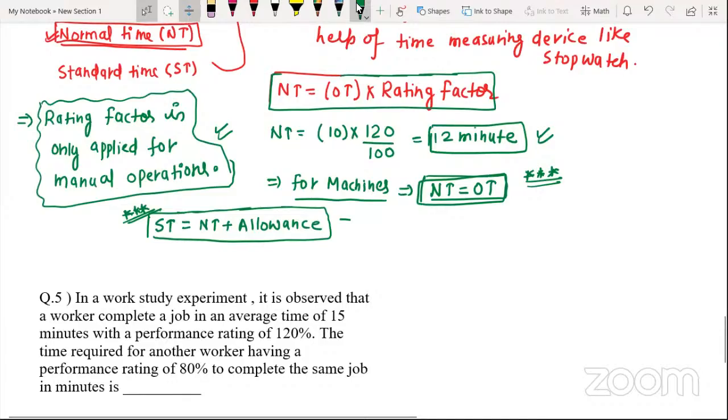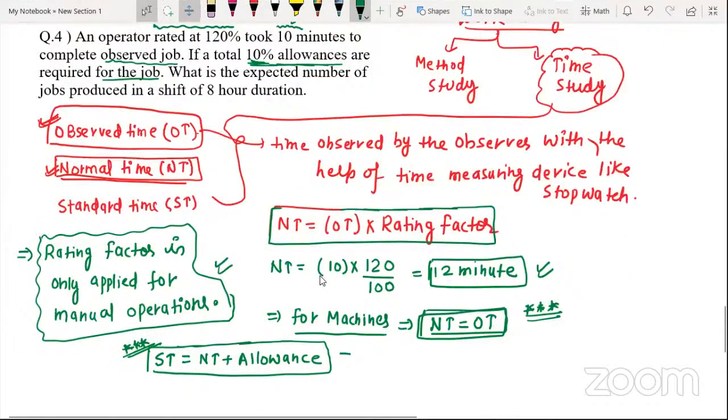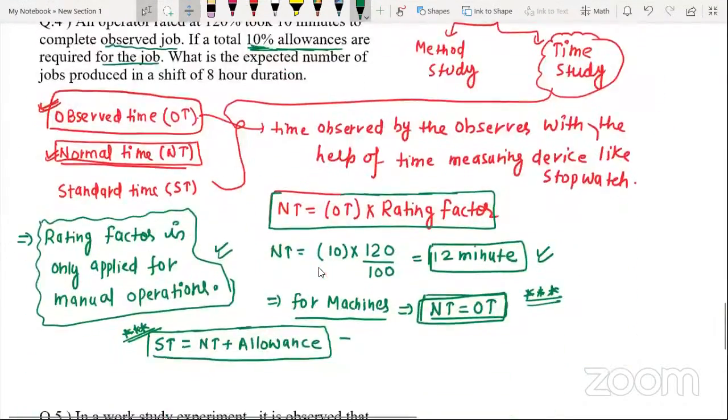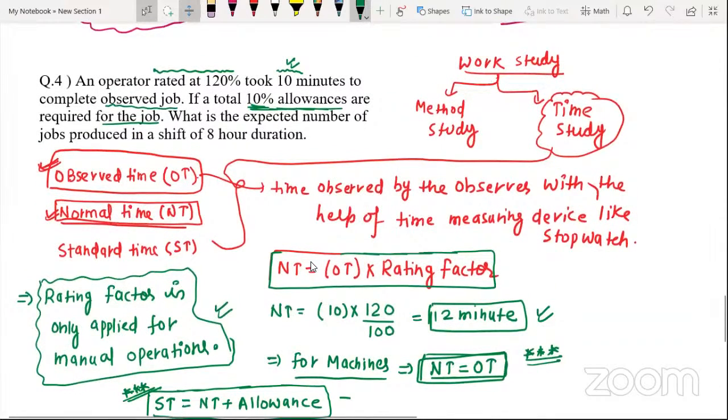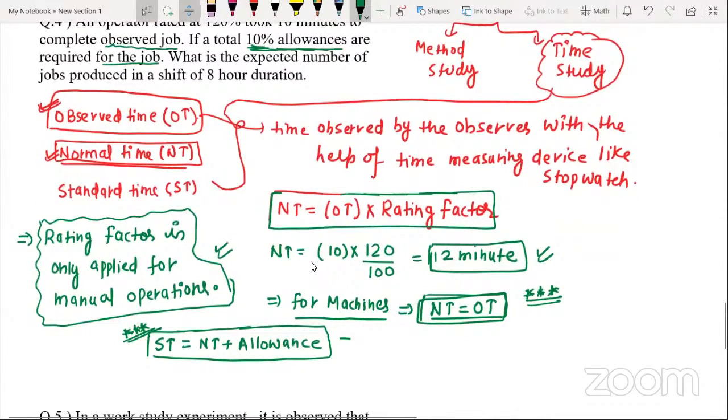You have got 12 minutes as the normal time, and the allowance is given as 10%. They have directly written 10%, so it means that it is 10% of the normal time. It is always 10% of the normal time. If nothing has been said, you always have to take allowance above the normal time. So the allowance will be 10% of the normal time. Normal time is 12 minutes, so we will get 1.2. The total allowance will be 1.2.